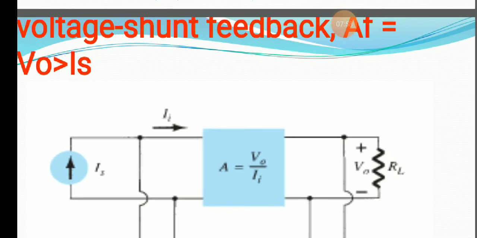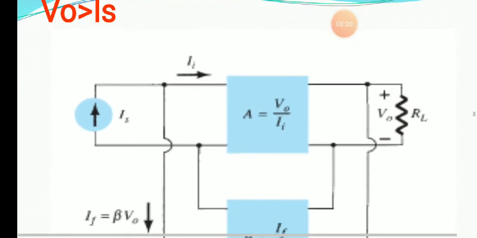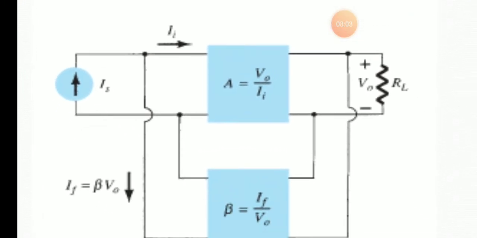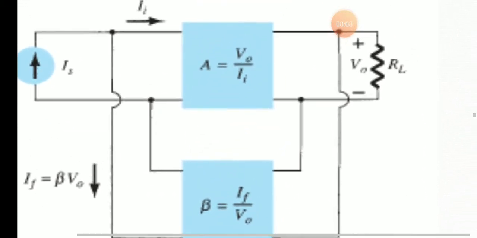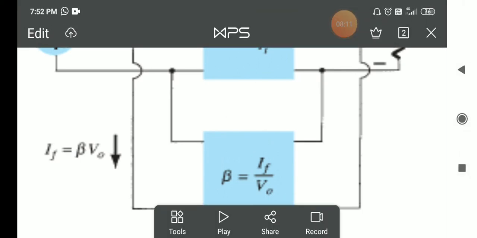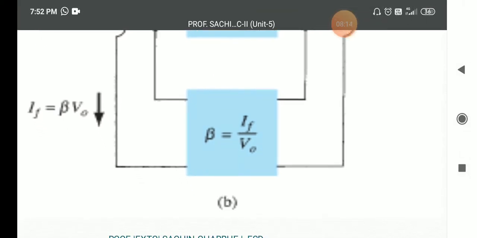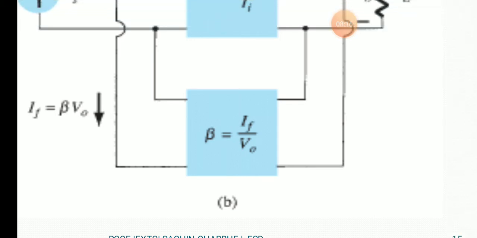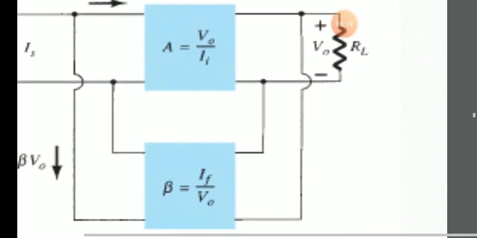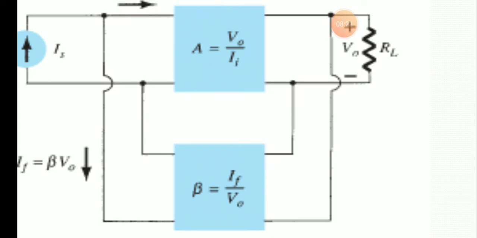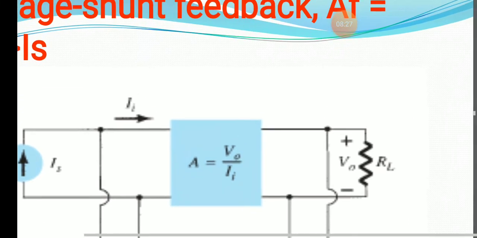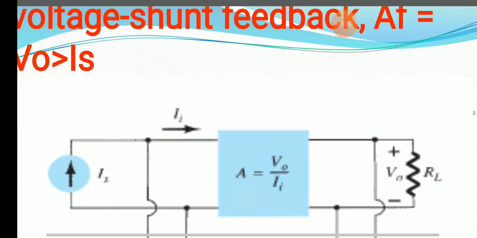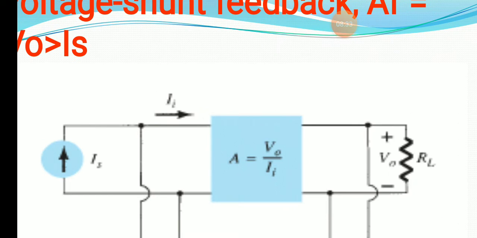Then voltage shunt feedback. Here the term is shunt feedback, so AF is equal to V0 by Is, that is the source current. Here we are applying the source current, and here we are getting the input current. Then If, the feedback current, is nothing but beta into V0. Beta is usual in terms of current, feedback current by V0. Then V0 is fed back using the beta element to the input, that is the input current. So this is shunt because it is related to the source input.